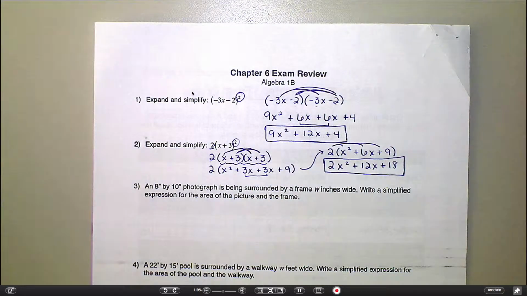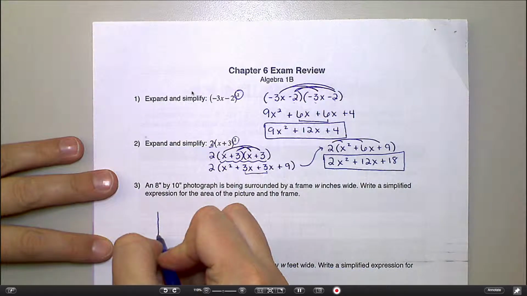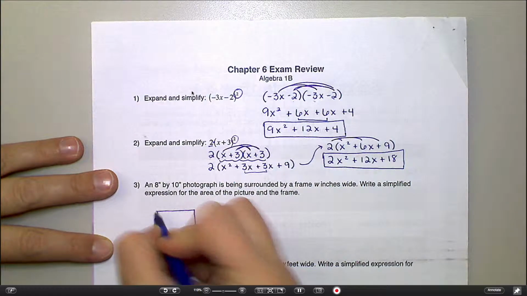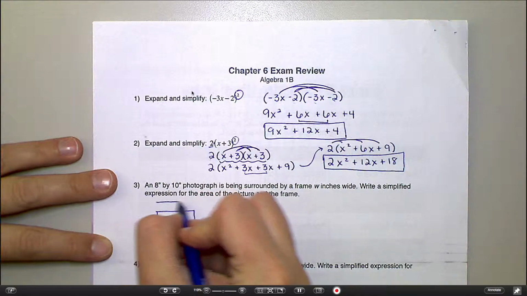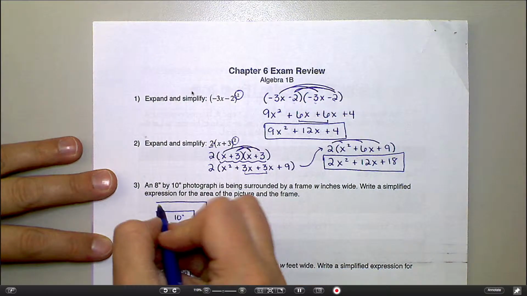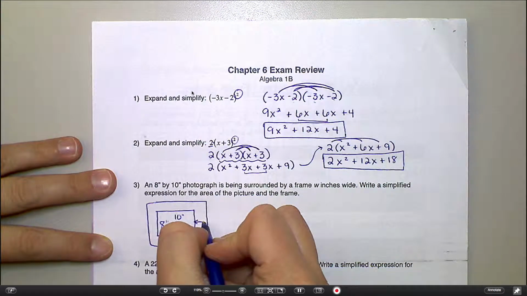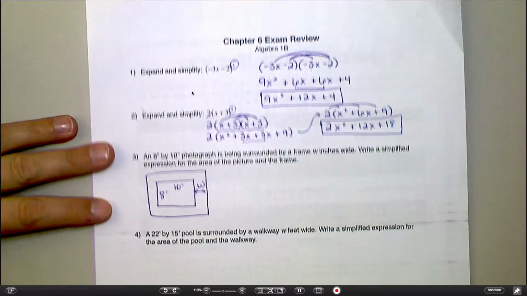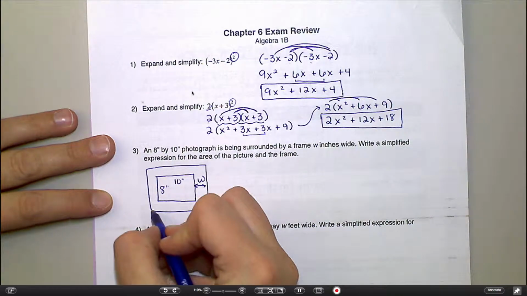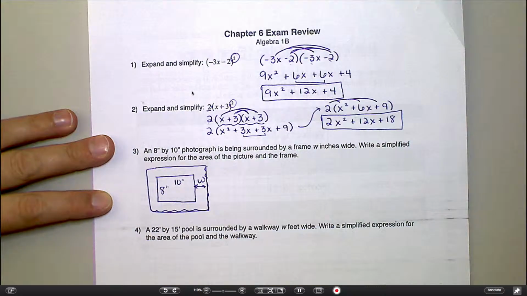Final answer. Okay, number 3, an 8 by 10 photograph. So here's my photo, 8 inches, 10 inches, surrounded by a frame like this that's W inches wide. And I want the area of this whole figure, okay? Which means I need to know the outside side lengths. I need to know these lengths here.